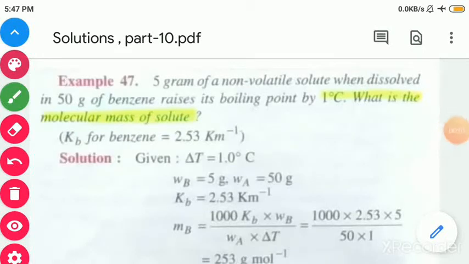Hello students, in the 10th video lecture of chapter 2, that is Solutions, you will practice some numerical problems based on colligative properties like elevation in boiling point.